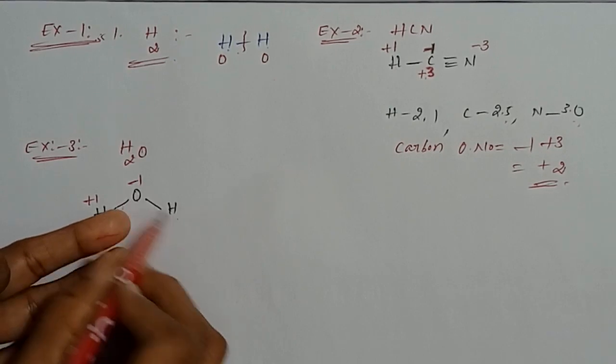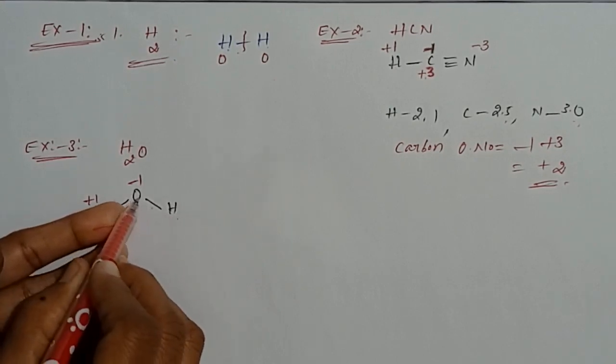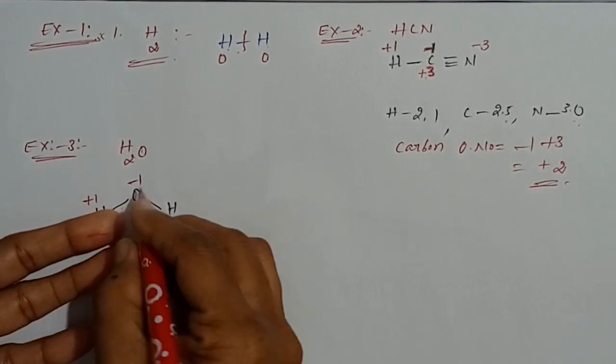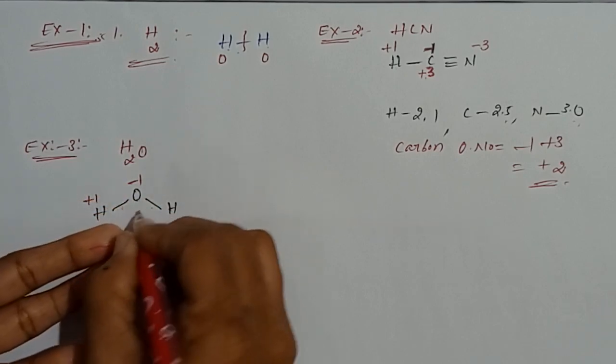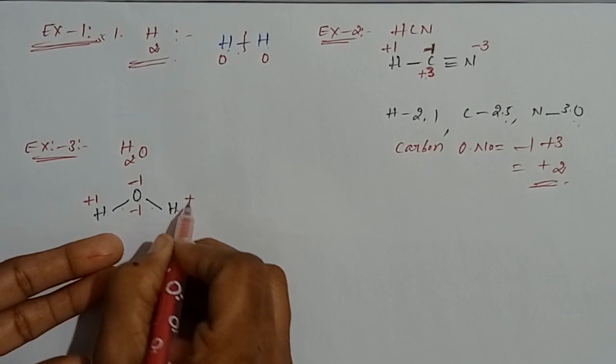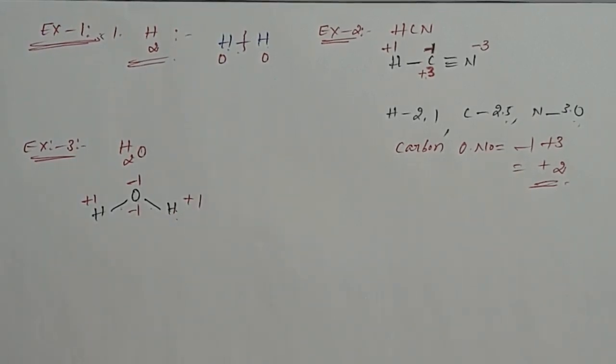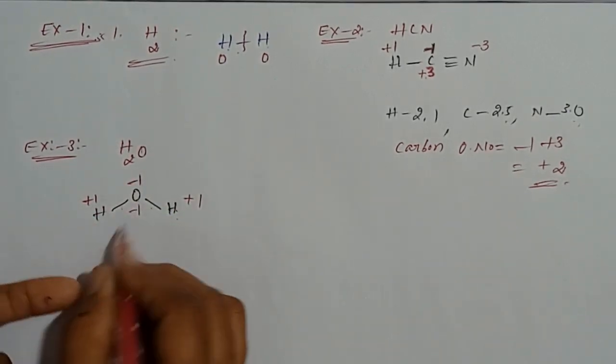And in between the two elements, a single bond is there. Here oxygen is more electronegative, so this bond is moving towards its own direction, the oxygen side. So -1. Hydrogen will lose one bond, so +1. Now oxygen oxidation number, tell me, students.